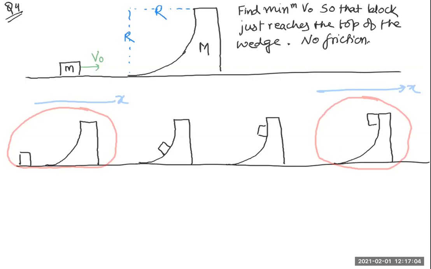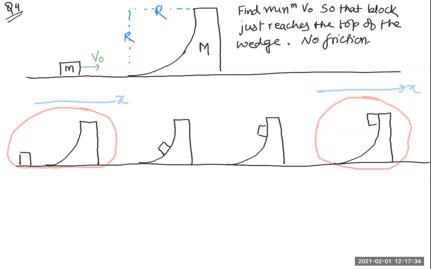Internally, they may be applying a force on each other. Internally, in fact, they will apply a force on each other, that of normal reaction. But externally, there is no possible force because there is no friction. There is no possible force along the x-axis. This means that the momentum of the system along the x-axis must remain conserved. So that is one thing.